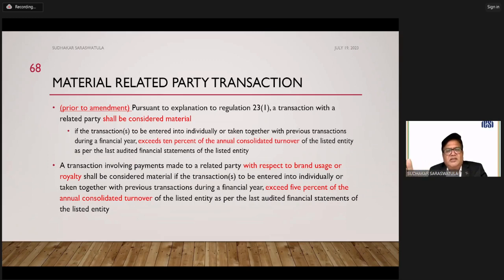Whereas now, again, it has undergone a change. For a transaction involving payments made to related parties with respect to brand usage or royalty, the material related party transaction parameters are different. Such transactions shall be considered material if the transactions to be entered into, individually or taken together with the previous transactions, exceed 5% of the annual consolidated turnover of the listed entity as per the last audited financial statement. So 10% for overall, but as far as royalty and brand usage is concerned, it is only 5% of the annual consolidated turnover.